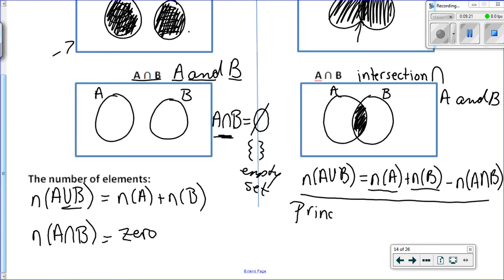The principle of inclusion and exclusion.